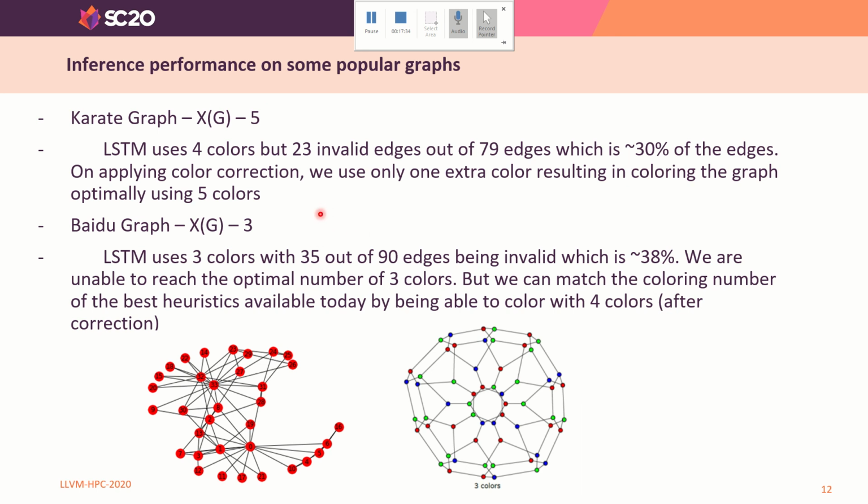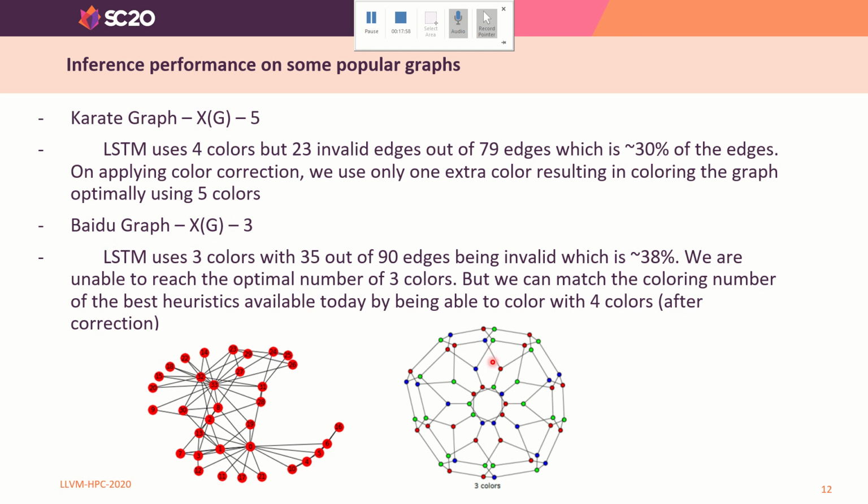But as a result of using 4 colors, we land up with 23 invalid edges out of 79 edges, which is about 30% of the edges that we have. And on applying color correction, we see that we use only 1 extra color. And then, at the end of the day, we manage to color it using the chromatic number of the graph. That is, we don't exceed the chromatic number of the graph, which is great news.